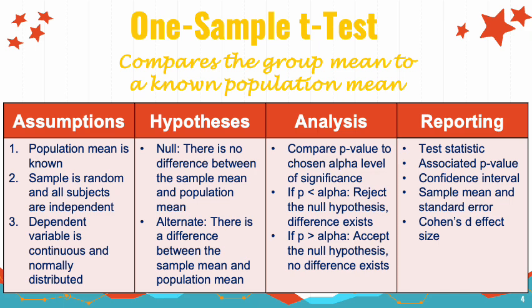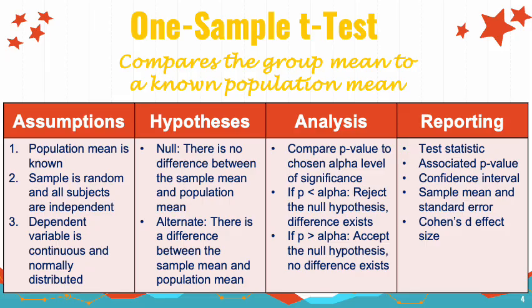To report your analysis using a one sample t-test, you want to report the test statistic from your statistical output and the associated p-value along with the corresponding confidence interval based on your alpha level. You should also include the mean and standard error for your group so the reader can understand how the sample statistic for the group is different from the population parameter.